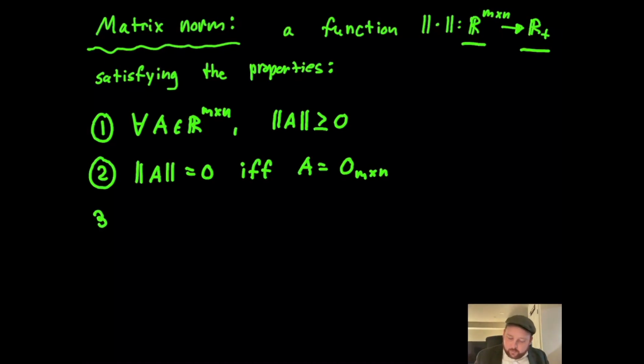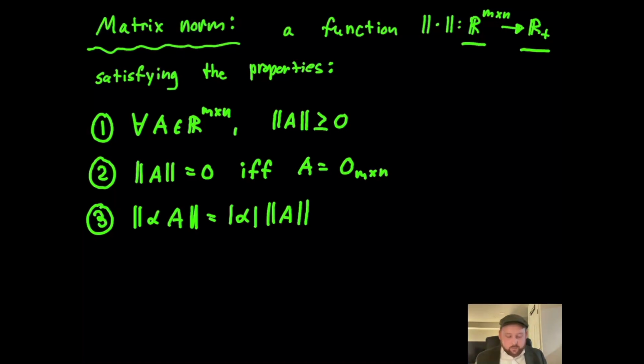Right, so the third property, you could probably guess, is the scalar property. For any constant alpha, the norm of alpha times A has to be equal to the magnitude of alpha times the norm of A. So we can pull scalars out as we could for vector norms, and this has to be true for all m by n matrices, and for all scalars alpha, for all real numbers alpha.